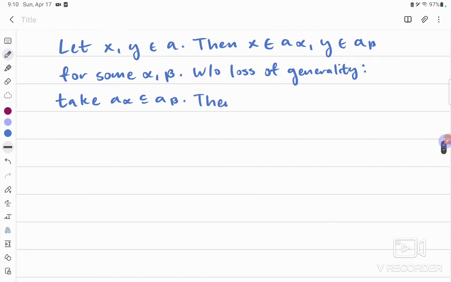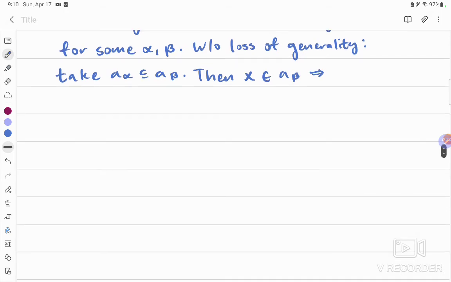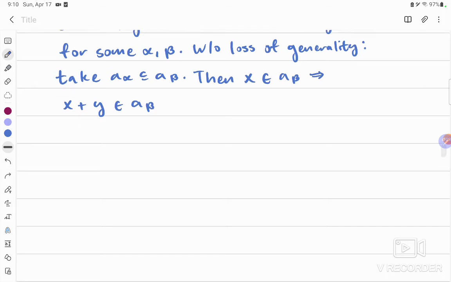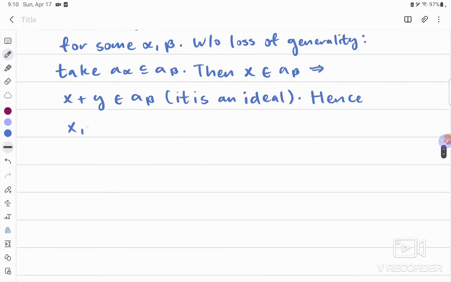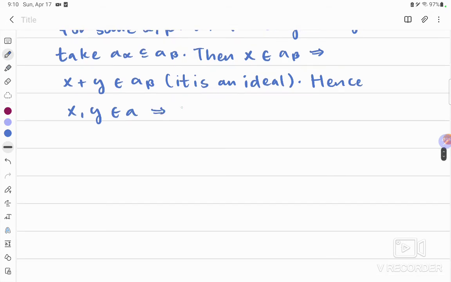Then x is an element of a sub beta, and x plus y is going to be contained in a sub beta, since it is an ideal. Hence, if x, y are in A, this implies that their sum, x plus y, is in A, thanks to this chain condition.